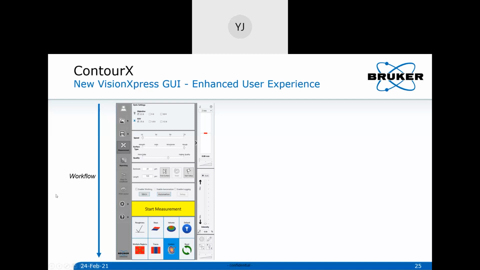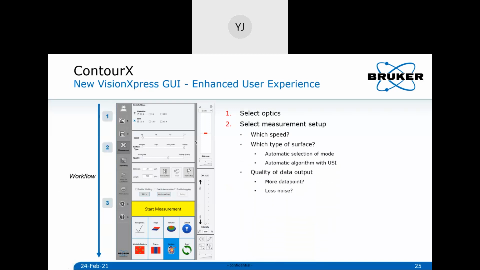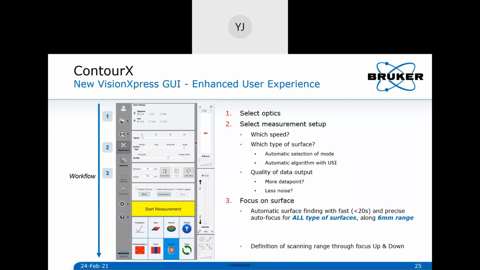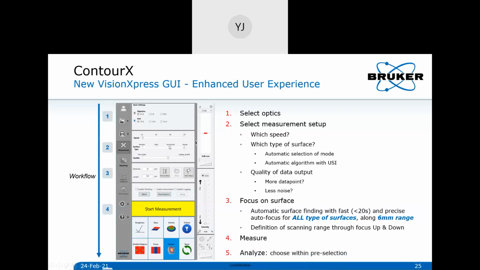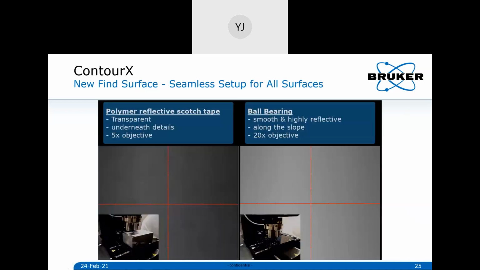So the workflow is simple. Number one, you select the objective that you want to do. Then you select the measurement setup: how fast you want to measure, what's the speed, etc. What's the quality of the data you want? High quality, low quality. You are telling whether the surface is smooth or rough, right? And then you find the surface, which is like autofocus. So you find the surface, then you start the measurement, and then you do the analysis, right? It's very straightforward. So I said 15 minutes. You put your sample, you find the surface, and then you go, right?